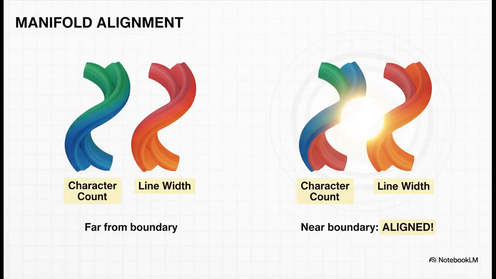That attention head grabs one of the manifolds, let's say the character count, and it rotates it. Now, when the character count is far from the total line width, the 2 shapes are all misaligned. But as it gets closer and closer, that little twist causes the 2 curves to line up almost perfectly. And that perfect alignment creates a massive internal signal, basically a giant flashing light that screams, hey, you are near the end of the line.